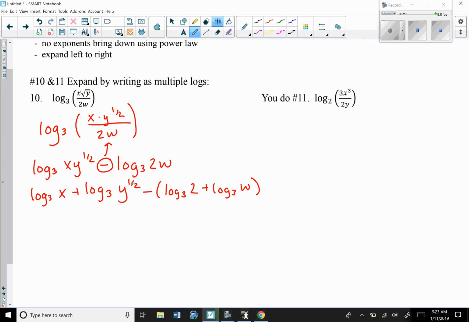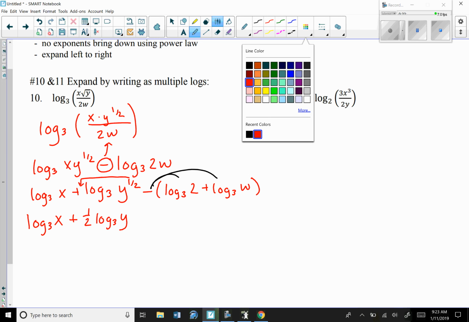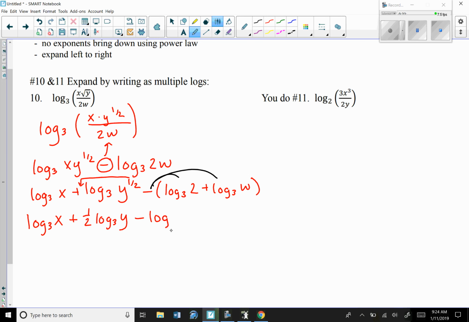And if we keep going, we know that we don't like to have powers in our expanded form, so that's going to become 1/2 times the log base 3 of y. So the log base 3 of x, sorry, plus 1/2 times the log base 3 of y. And then here we have that negative, so we're going to want to distribute that negative to both of these terms. So this is minus the log base 3 of 2 minus the log base 3 of w. And this would be my final answer.